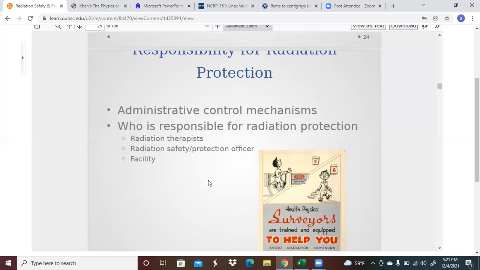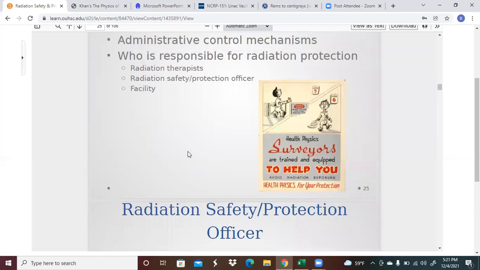So who's responsible for this? Well, radiation therapists can be responsible, the radiation safety and protection officer, or the RSO, and the facility in which the radiation is being administered.